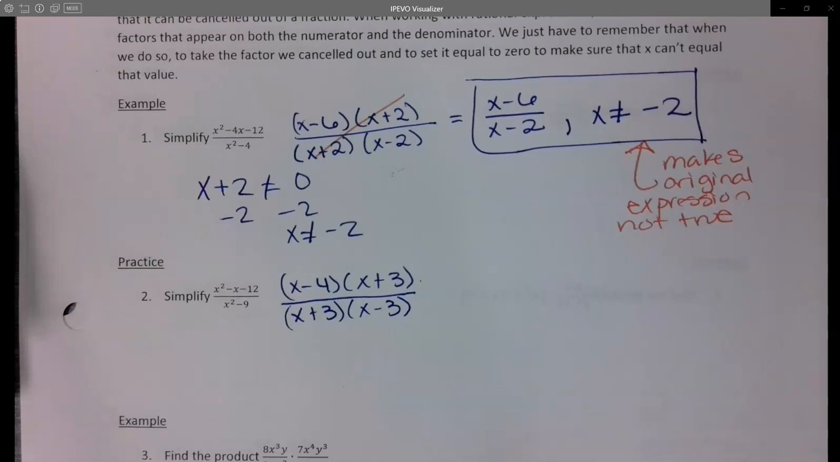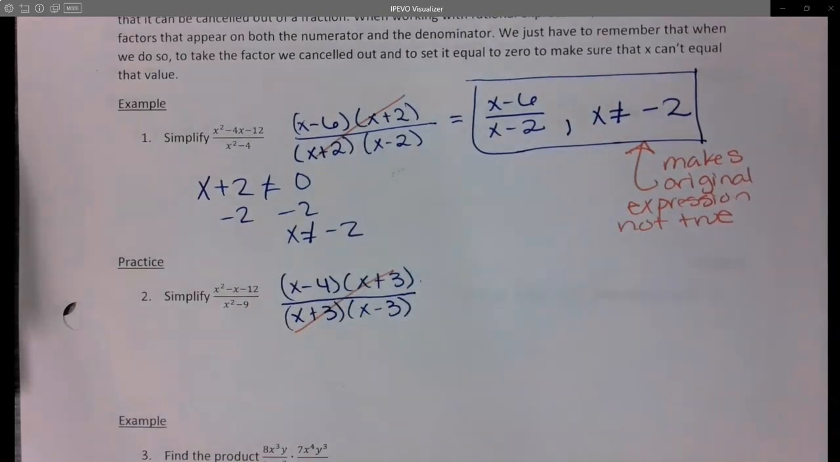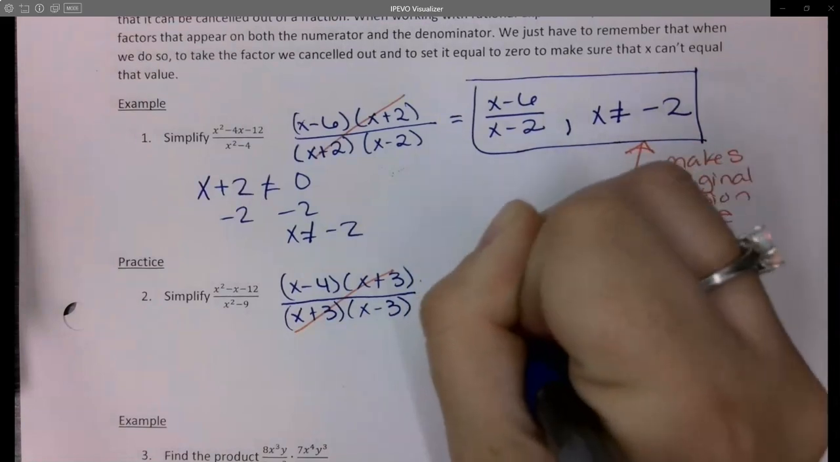So then what do I want to do next? Okay, so I have an x plus 3 on the top and bottom. Those are going to cancel out. So I can rewrite it without that. I'm going to have x minus 4 over x minus 3.